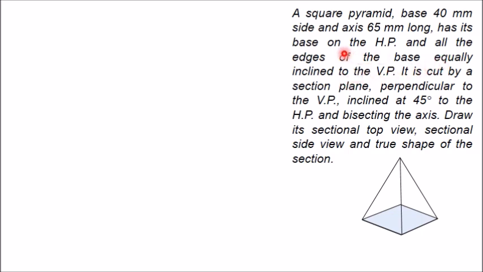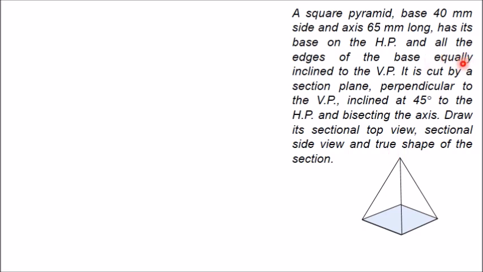Now this base is on the HP, therefore you need to draw the top view first, because we draw that view first in which you get the true shape of its base. Since it is kept on HP, in the top view you will get the true shape of its base, therefore that view will be drawn first. So while drawing that top view, you should keep this base in such a way that all sides of the base make equal angle with VP.